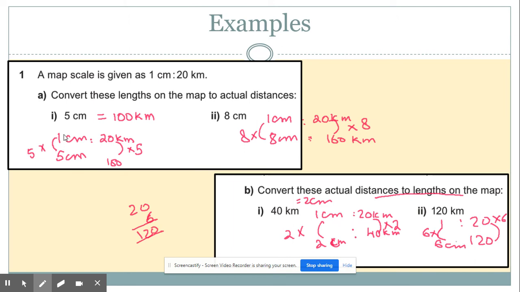There is another way to do this bit because we are going from bigger to smaller. So I can just divide it by 20. This one I have to multiply. This one I can divide. But I would still prefer you to do this method. If I just divide 40 straight away by 20, it will still give me 2 centimeters. And if I just divide 120 by 20, it will still give me straight away 6 centimeters.